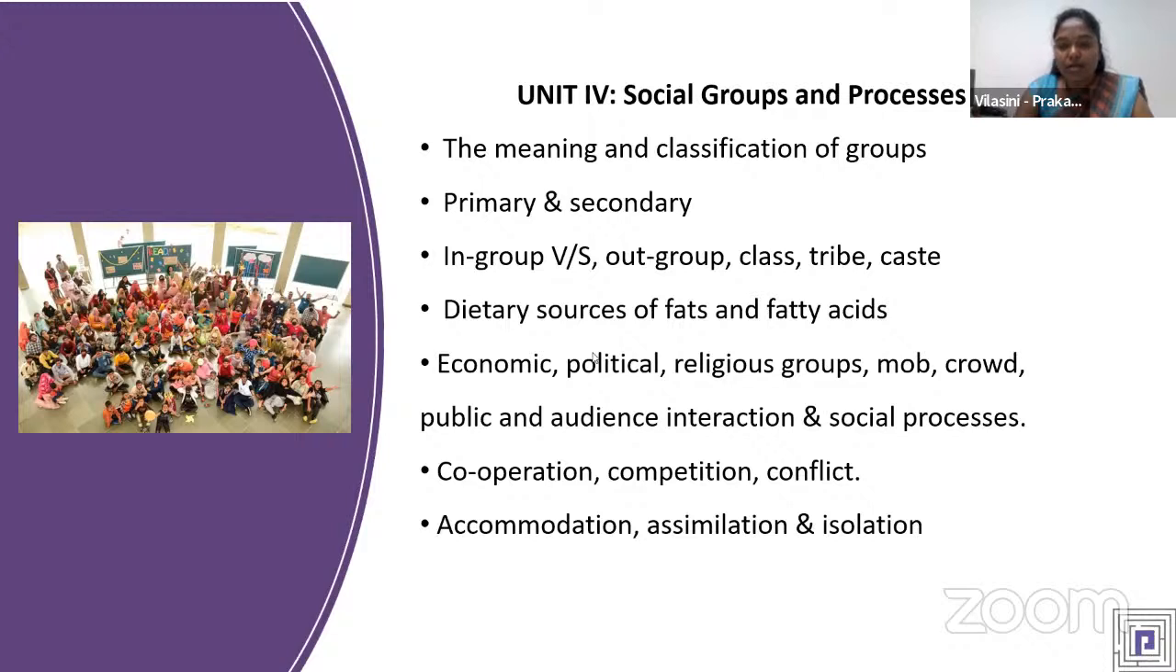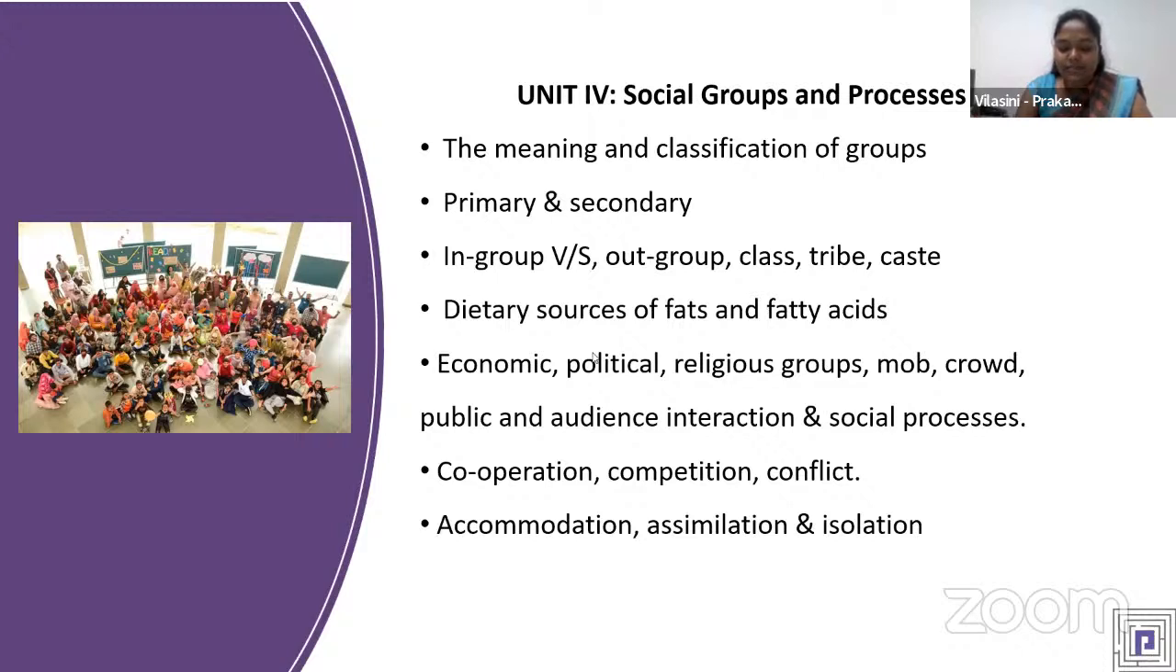The next is mob. A mob is a large, disorderly crowd of people. Then crowd is an unorganized social group. The difference between mob and crowd is here also a group of people will be present. The same crowd also is different people present in a group. The difference between mob and crowd is in mob, disorderly crowd is present. In crowd, it is an unorganized group. Example, I'll tell you, if an accident happens, the people just gather, then they disappear. That is unorganized.